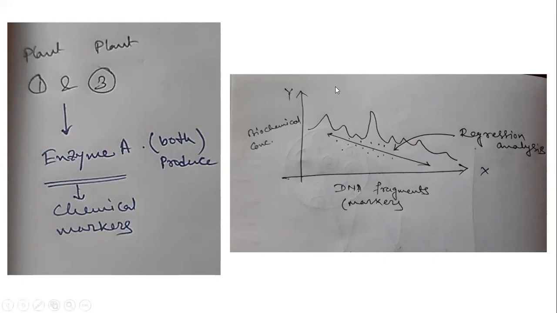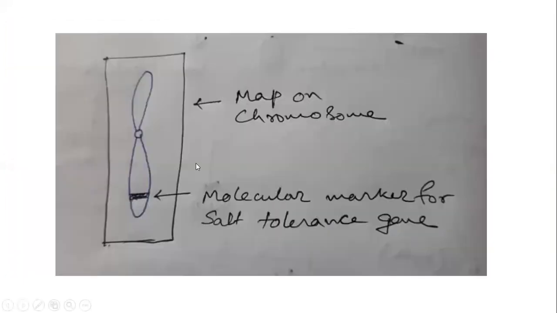And using these data, we can easily locate the molecular markers for the salt tolerant gene on the chromosome, and this is the map on the chromosome for the molecular markers for the salt tolerance gene. This map is known as a QTL map.